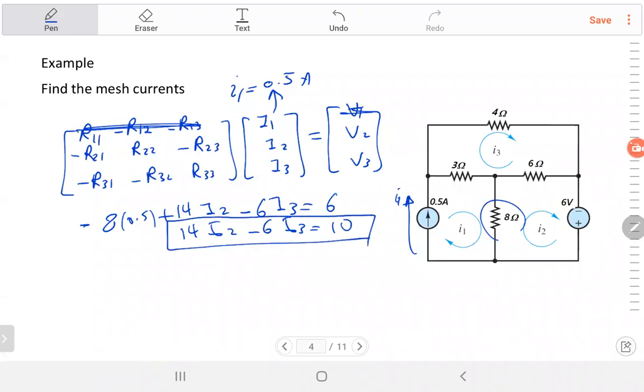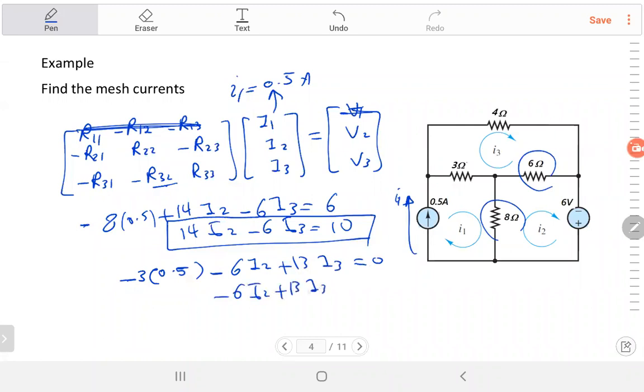Second equation here: minus R31, between 3 and 1, that's 3, times I1, and I1 is already 0.5, and minus R32, that's 3, that's 2, minus 6 I2, R33, the total is 13, I3, no voltage source. That will be minus 6 I2 plus 13 I3 equal 1.5. And solve the two equations, find I2 and I3.